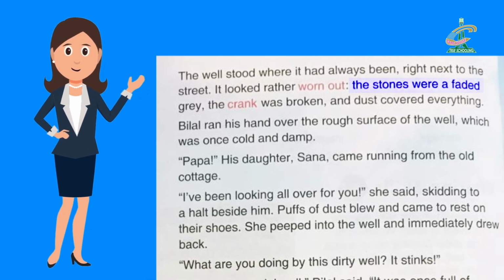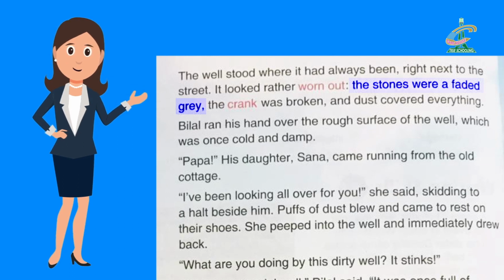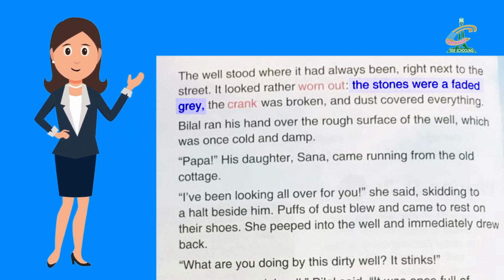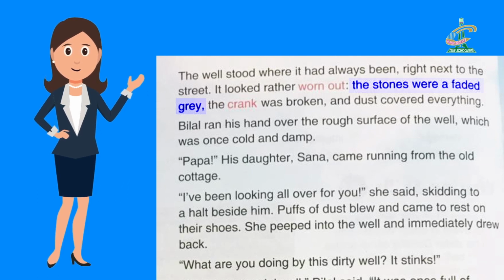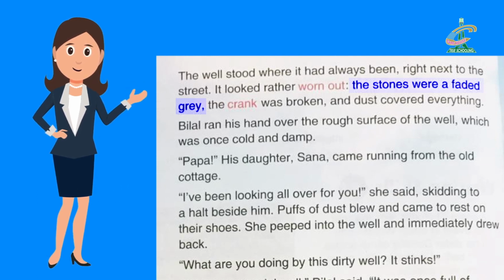The stones were a faded grey. Faded, a very interesting word. Fade means to lose freshness or to disappear gradually. As you know, a well is made up of stones. So the stones of the well lost their freshness, lost their color and turned into a color that was a faded grey. The crank was broken.